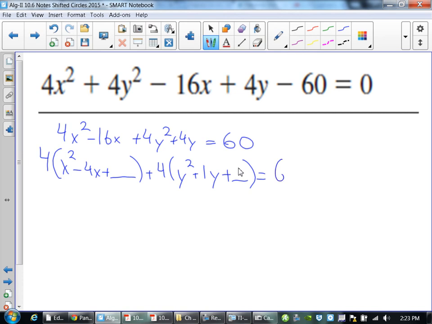I have a 60, but here's what I need you to pay attention to closely. Notice I factored a 4 out of the x squared. When I complete the square here, I'd have to do half of -4 is -2, squared, add 4 to both sides. If I put a 4 in here, I have to put on the other side a 4 times that blank. Same thing here: 4 times something plus 4 times something. This is the longer method of doing it.